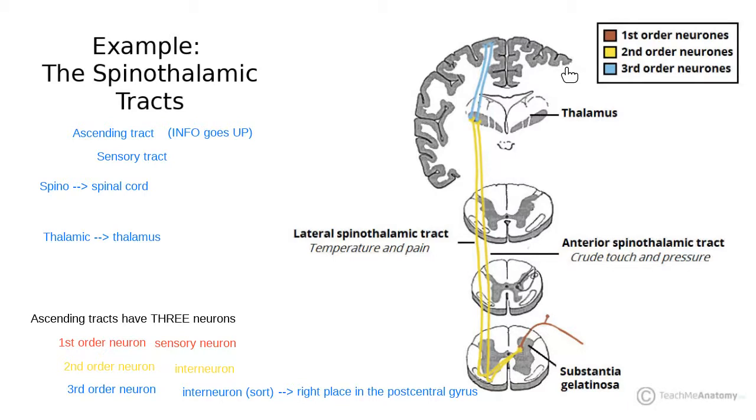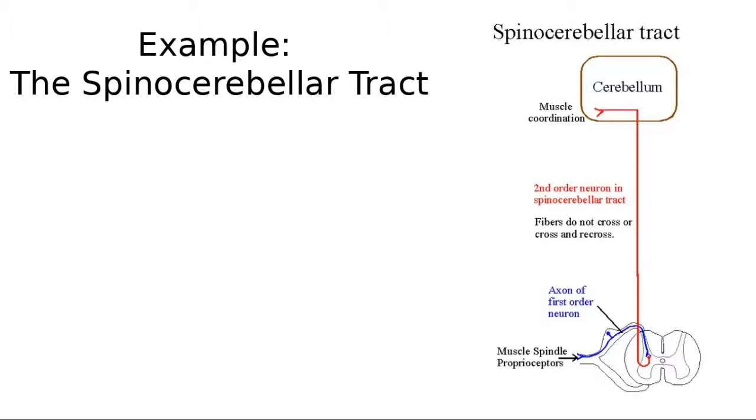And that's a good tie-in, actually, to our other ascending tract that we're going to talk about, which is called the spinocerebellar tract. Let's break down its name again. We have the beginning spino in it, which still means the same thing. What did spino mean again? Yeah, spino still means the spinal cord.